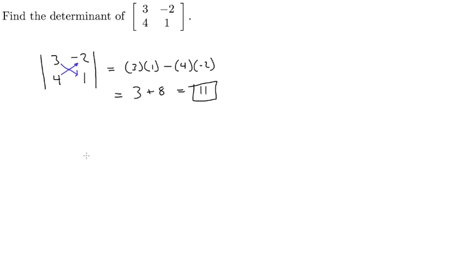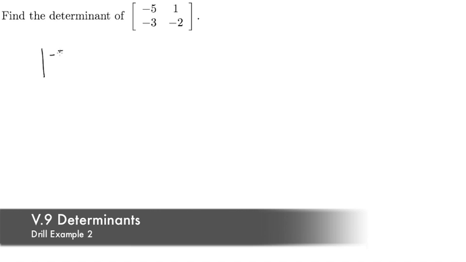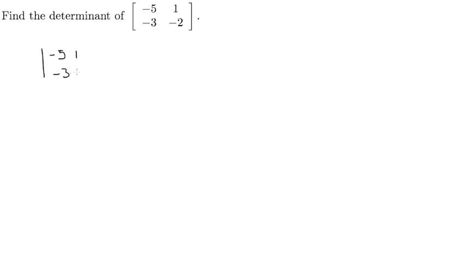We'll do one more quick example, and then we'll move on to see how we can do a similar thing when we're dealing with 3x3 matrices. Alright, one more real quick. So negative 5, 1, negative 3, negative 2. So the determinant is going to be negative 5 times negative 2, so positive 10, minus negative 3 times 1, so minus negative 3, so plus 3, 13. So once again, the determinant of a 2x2 matrix we can do very quickly, very easily.